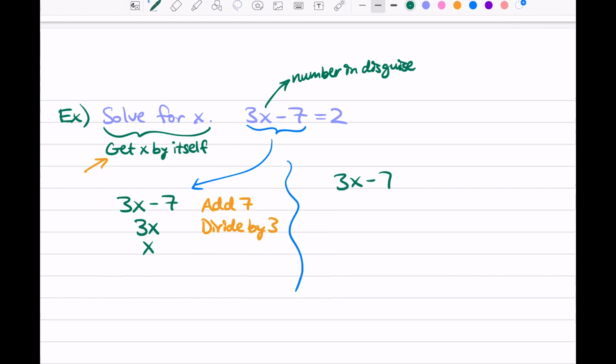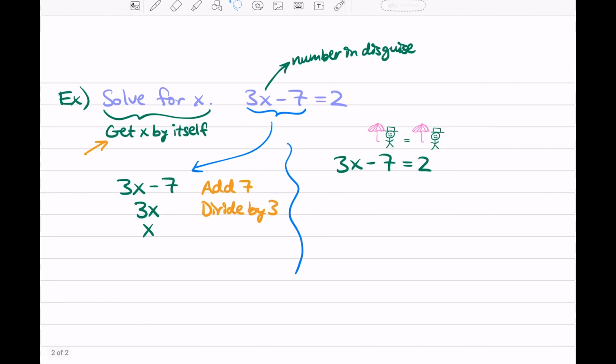3x minus 7 equals 2. Something equals something else. Same thing on both sides. Remember, what you do to one side, you have to do to the other. Right? We gave the guy on the left an umbrella. That meant we had to give the guy on the right an umbrella. Same kind of idea. Remember, our end goal as we work down the page is we want to get to x equals something, right?